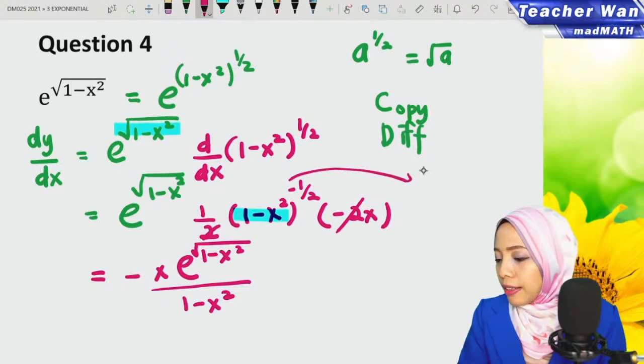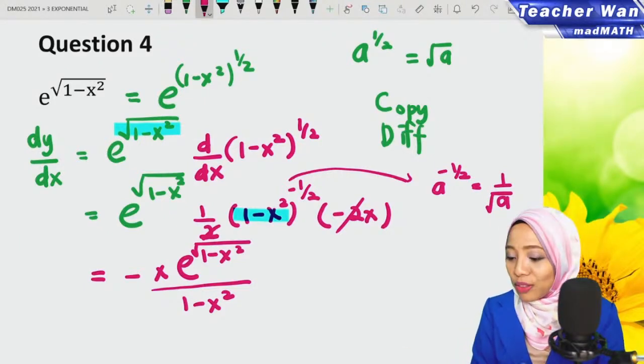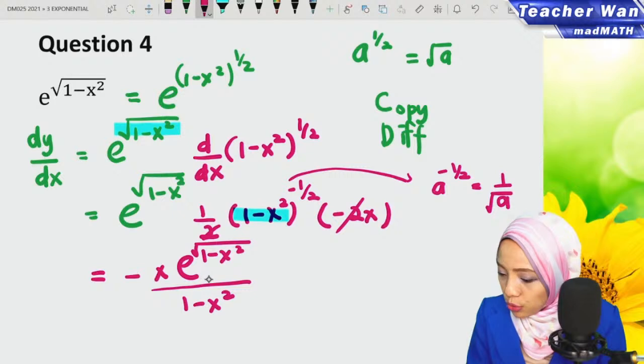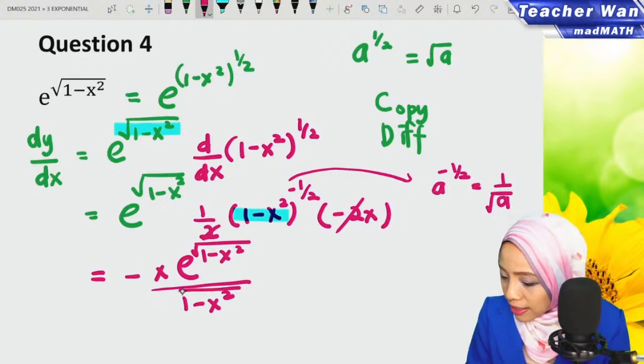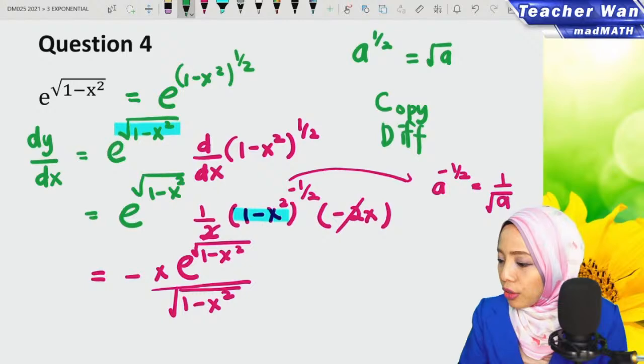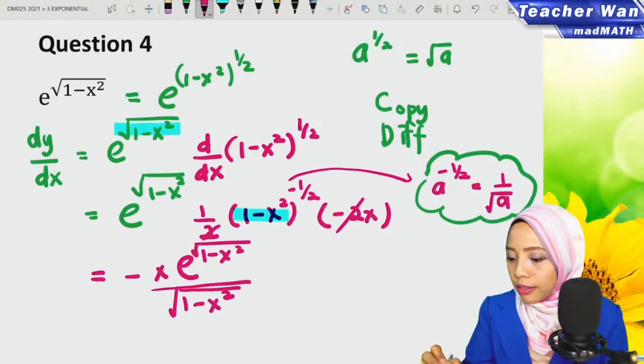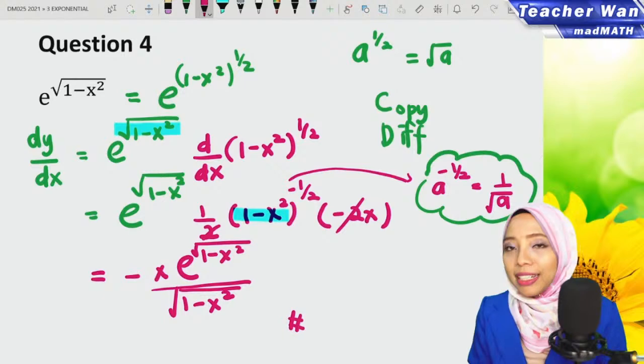square root of 1 minus x square. I explain here, a to the power of negative 1 over 2 is also equivalent to 1 over square root of a. So that is what I am going to do with this square root. Macam gitu. Okay, can or not? Boleh ke kesayangan semua? Our final answer.